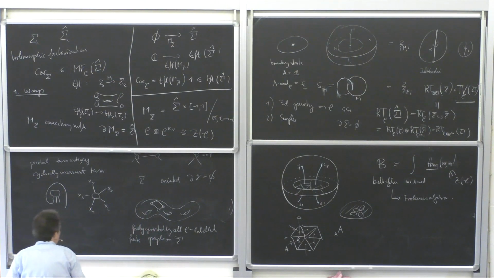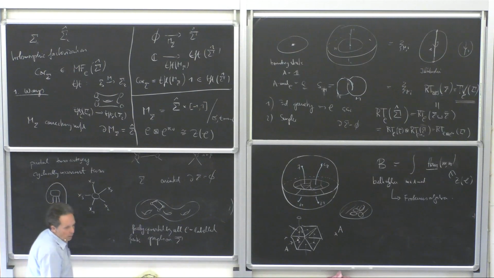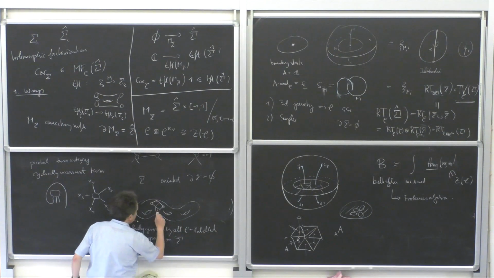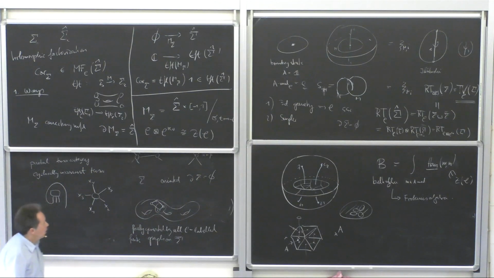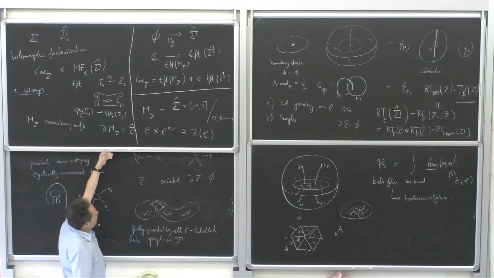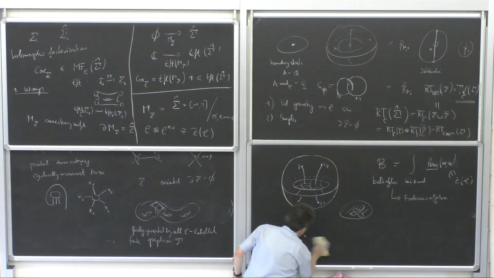Now, I have to impose some relation to take a quotient. What is this relation? Suppose I'm choosing some disk. Now, this graphical calculus here, if you develop it fully, it will lead you to the following thing.